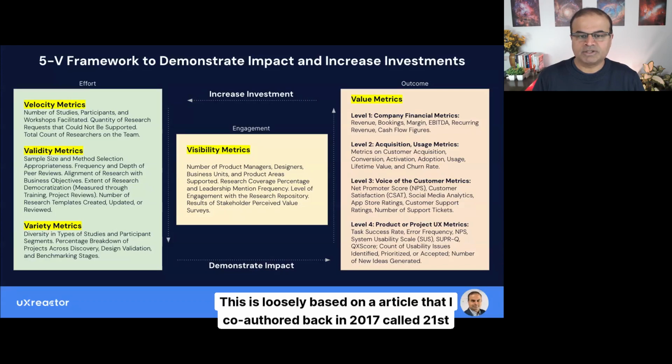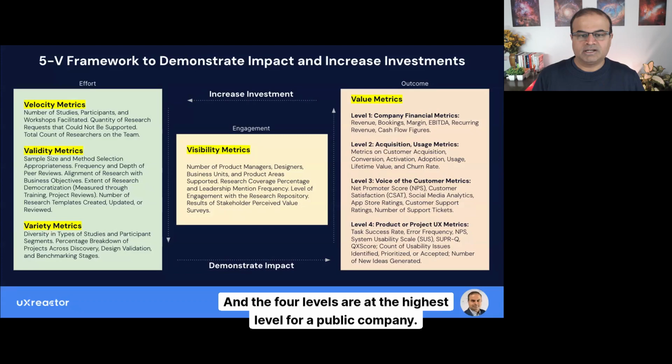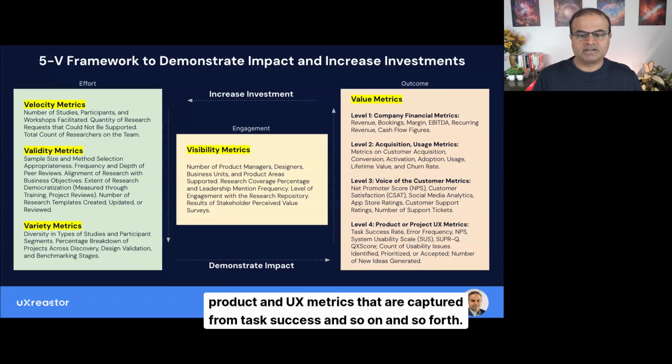This is loosely based on an article that I co-authored back in 2017 called 21st Century Metrics Model. And the four levels are, at the highest level for a public company, these would be like revenue, bookings, mostly dollars and cents type of metric. Right below it would be the user acquisition and usage metrics. Level three would be metrics like NPS, CSAT, and other metrics. And level four, the product and UX metrics that are captured from task success and so on and so forth.